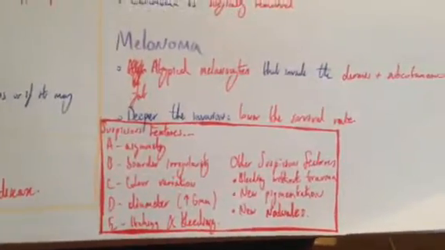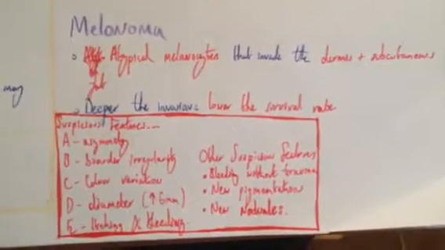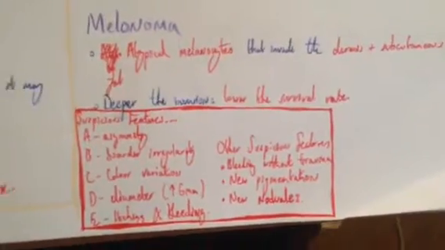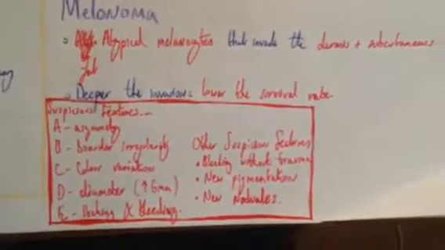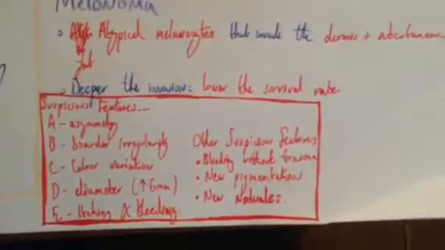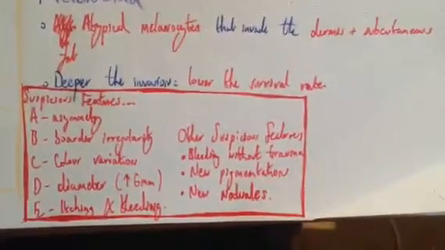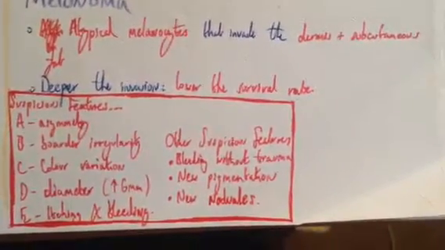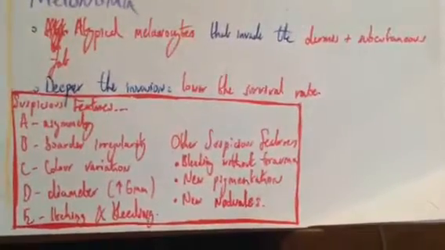I'm just going to go on to the final part of this lecture, which is about suspicious features. There is a mnemonic to help identify suspicious features on cancer. A, B, C, D, E. A, asymmetry; B, border irregularity; C, color variation; D, diameter if it's over 6 millimeters; and E, if it's itching and bleeding. And normally, even if it's bleeding without any itching as well.